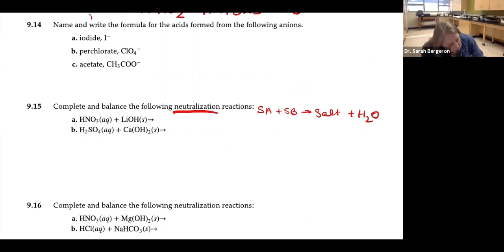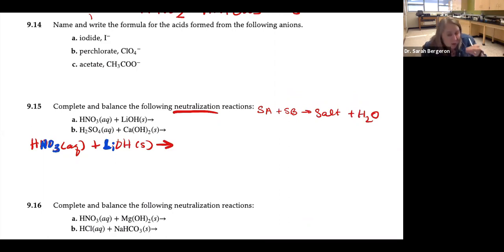Okay, so if I have HNO3 aqueous plus LiOH solid, what am I going to make? I'm going to make a salt. Where does my salt come from? My salt is going to be a metal and a non-metal, or a metal and a polyatomic, or a polyatomic and a polyatomic. So here's my metal, lithium, right? So now I need to know what my anion is going to be. My anion is going to be a polyatomic ion, NO3.